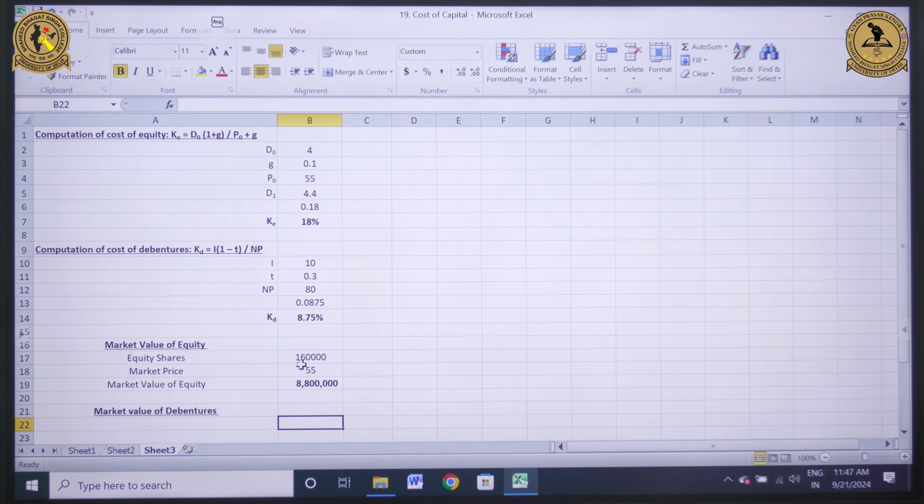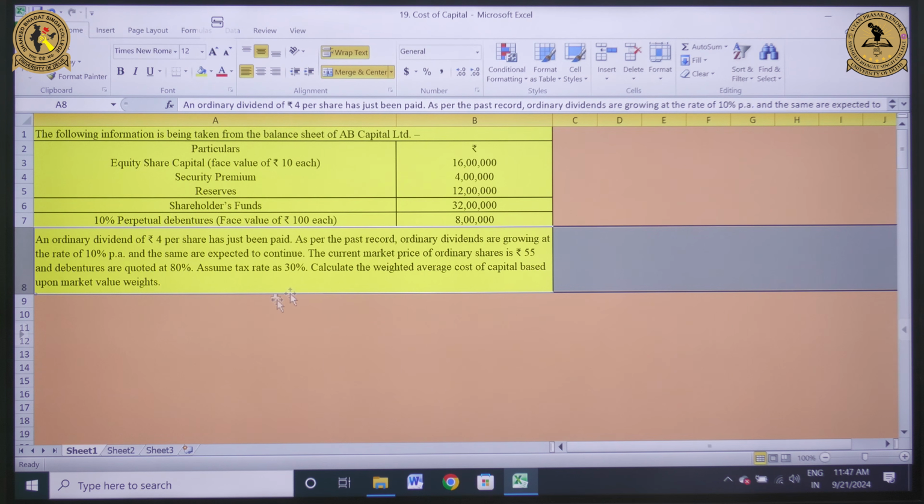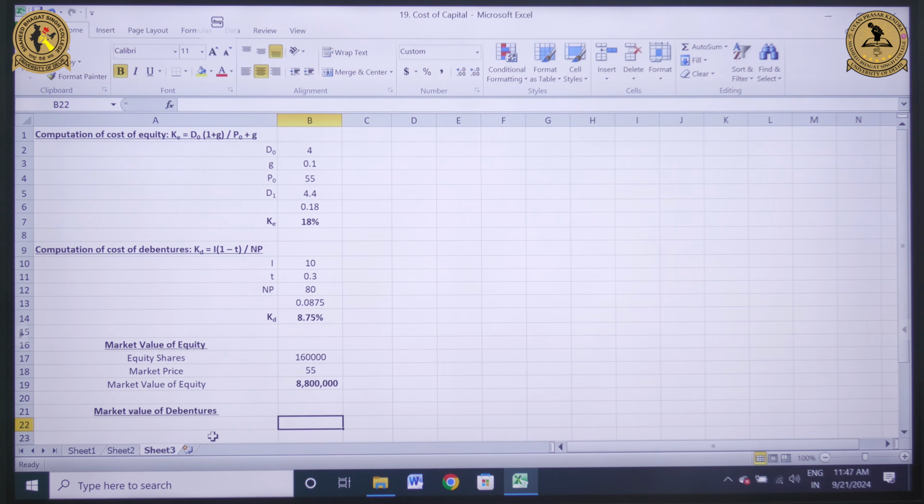Now I need to calculate the market value of debenture. The question clearly specified that the debentures are quoted at 80%. So it will be equal to 0.80 multiplied by 8 lakh rupees. It comes out to be 6,40,000.